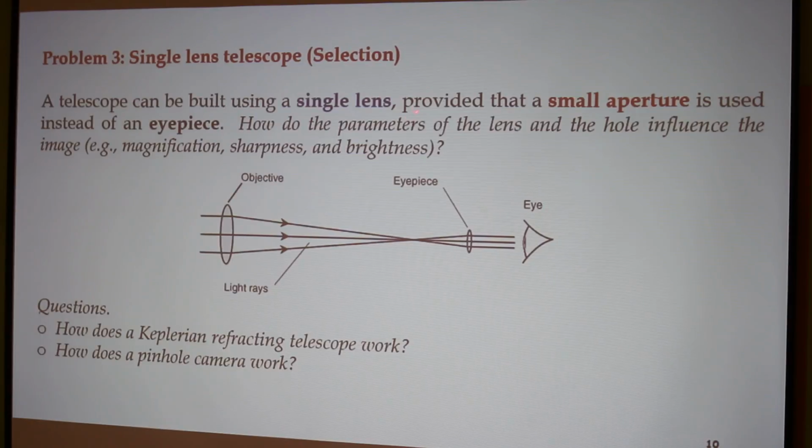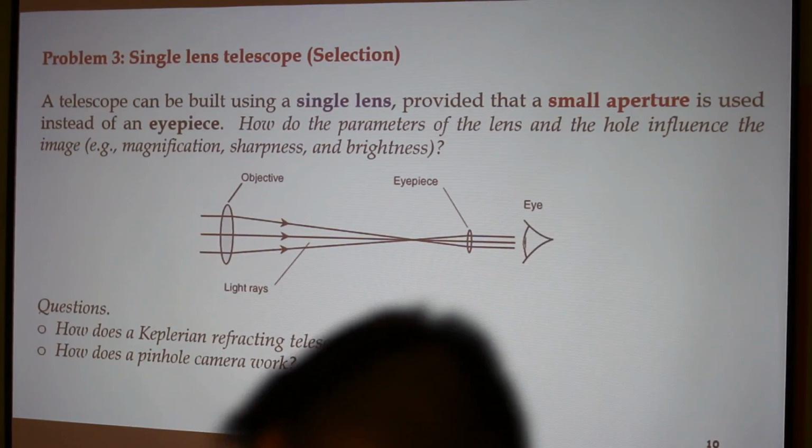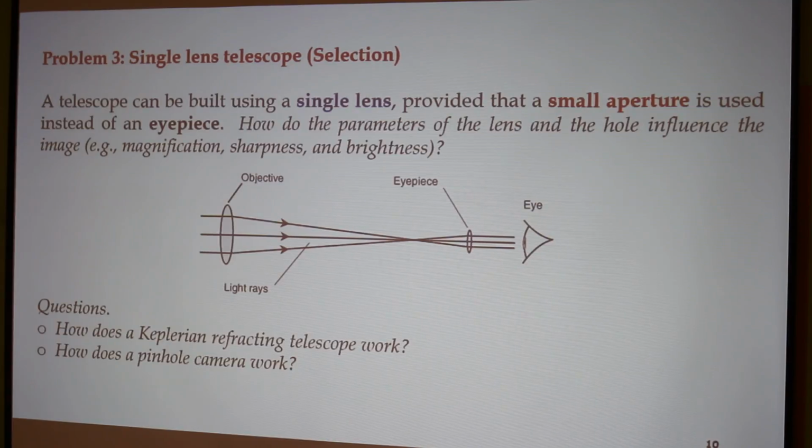So now what you are required to do is replace this eyepiece with a small aperture, namely a pinhole, a hole, that's all. A lens and a hole cannot be too difficult, right? It's not lethal, a hand lens and a hole. How do the parameters of the lens and the hole influence the image? In this case, we are putting 2 things together. You should understand the basic principle behind a refracting telescope, and then how does a pinhole camera work? 2 things, 2 questions.